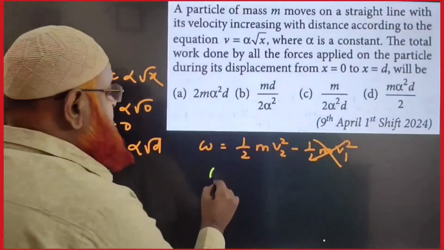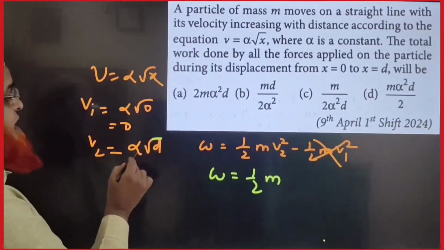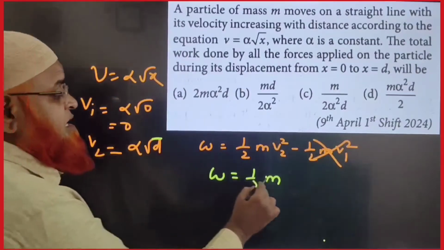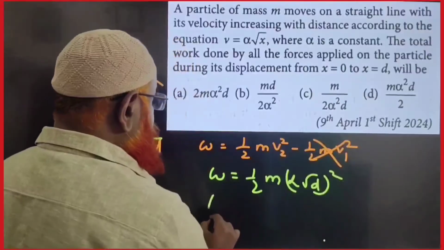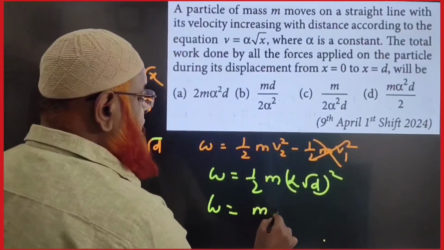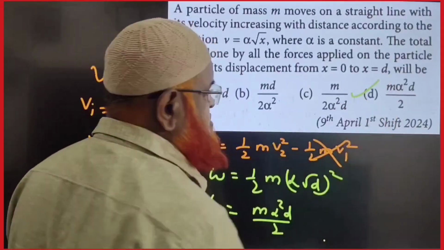Now the next part is going to be work done is equal to half m v square. It is alpha root d, alpha root d whole square. That's it. So w is equal to m alpha square d divided by 2. So therefore D option is going to be your answer.